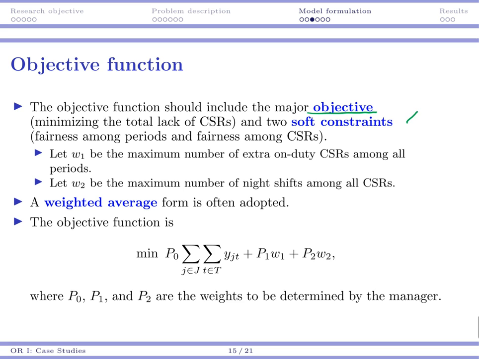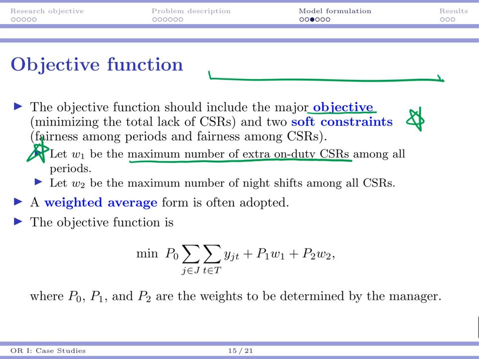But for soft constraints, the previous definition is that it is good to be similar. Now, in that case, we need to have a definition, and we need to make sure our model has a way to enforce that kind of expectation. So how about this? This is the definition or the indicator for the first issue of fairness. The indicator is the maximum number of extra on-duty CSRs among all periods.